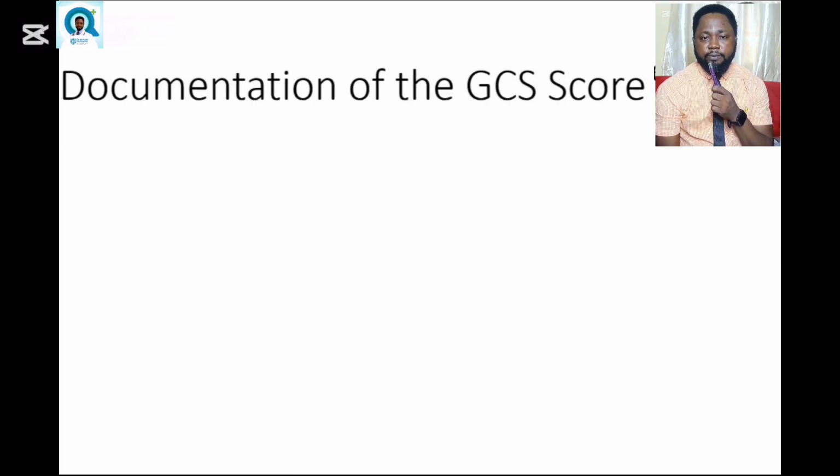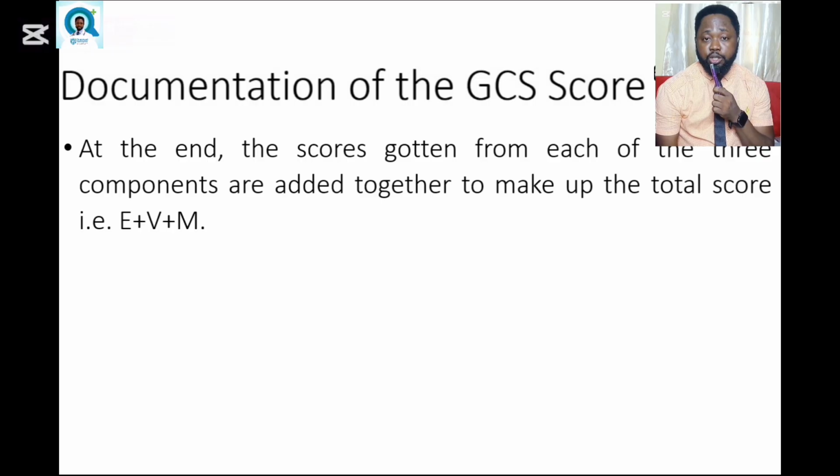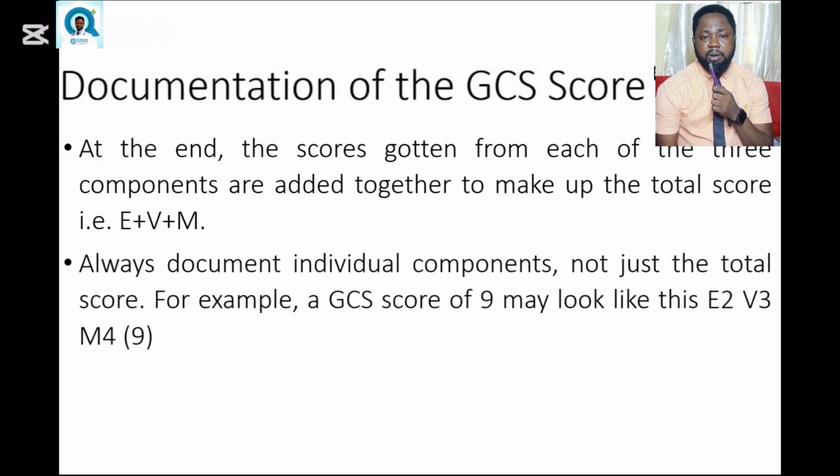So at the end of this assessment, the scores gotten from each of the components are added together to make up the total score. That is eye-opening response plus best verbal response plus best motor response. Remember to always document the individual components and not just the total score. For example, a GCS score of 9 may look like this: E2, V3, M4.